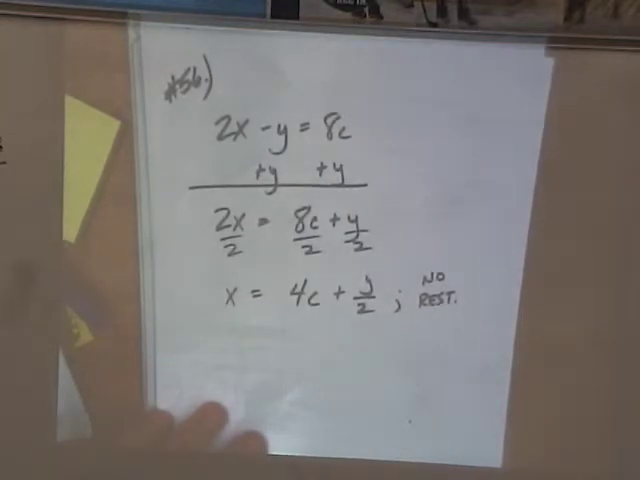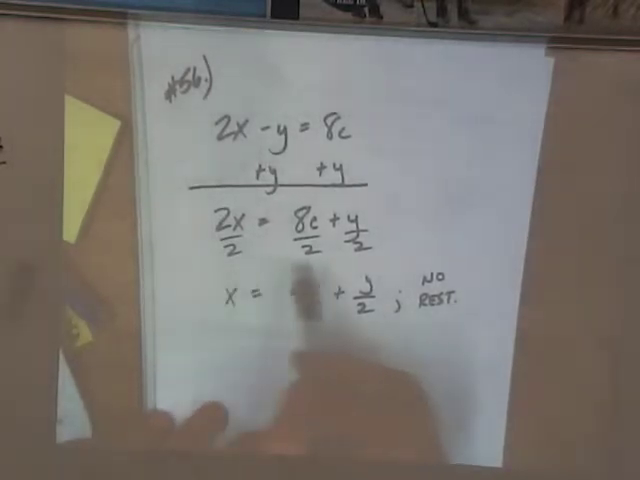Everybody okay with that? Why are there no restrictions? Because I never have a variable in my denominator. Correct. And it's divided by 2. 2 can never be 0. It's 2.